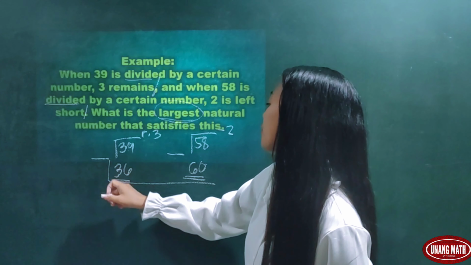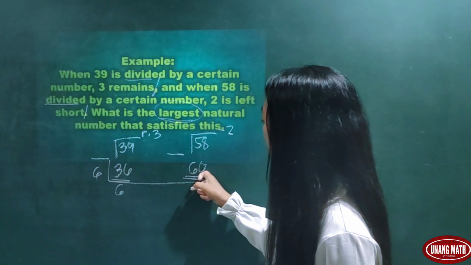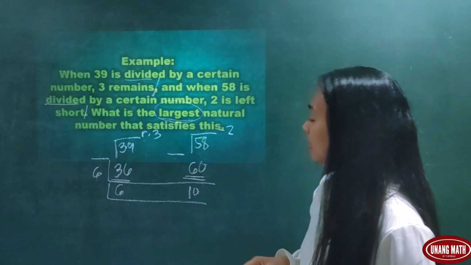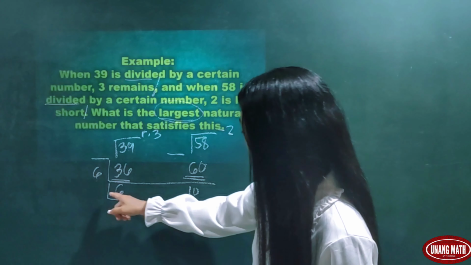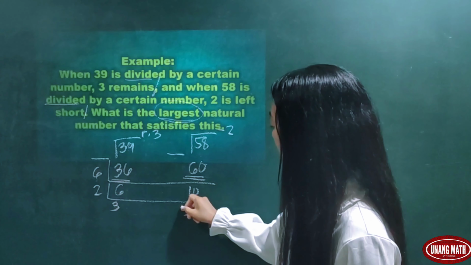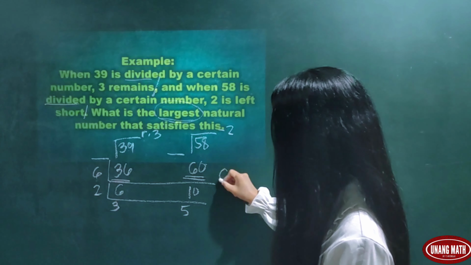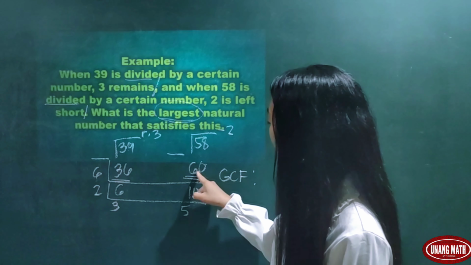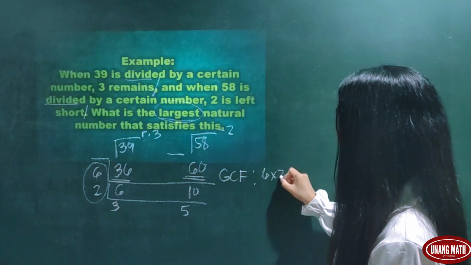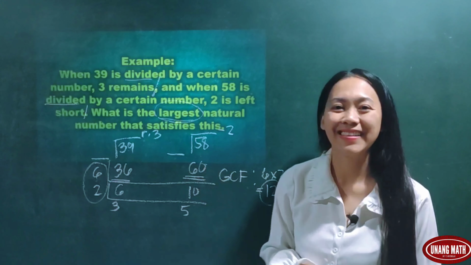36 and 60 have a common factor of 6. 36 divided by 6 is 6. 60 divided by 6 is 10. Let's continue dividing. 6 and 10 have a common factor of 2. 6 divided by 2 is 3. 10 divided by 2 is 5. This time, 3 and 5 don't have any common factor. So what is the GCF of 36 and 60? We need to multiply these common factors together. So 6 times 2, the answer is 12. And that is the GCF of 36 and 60.